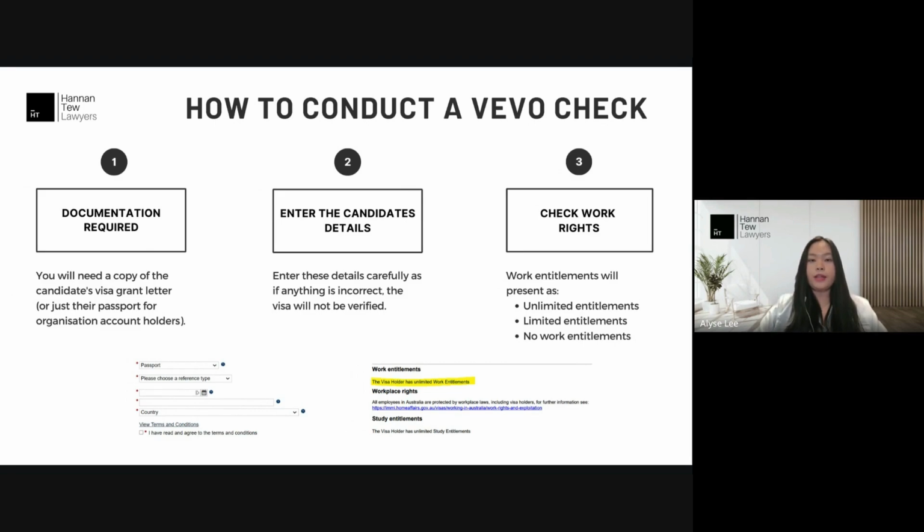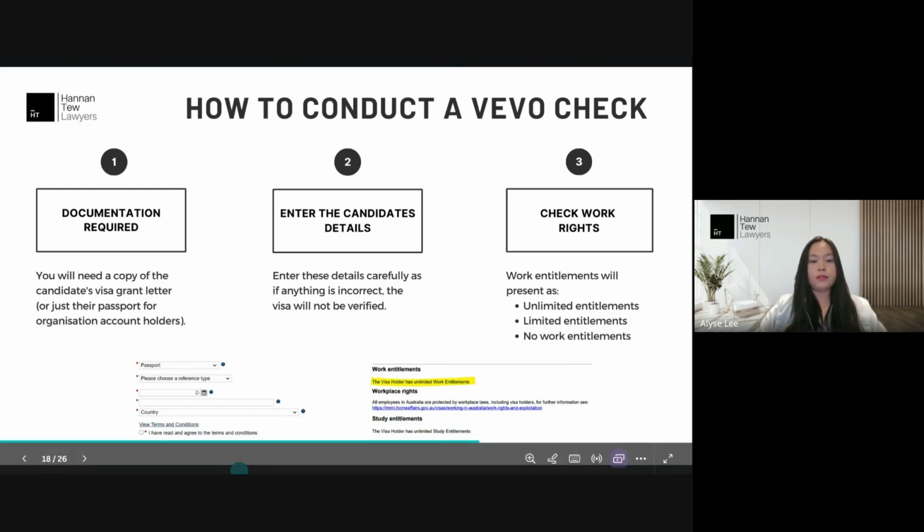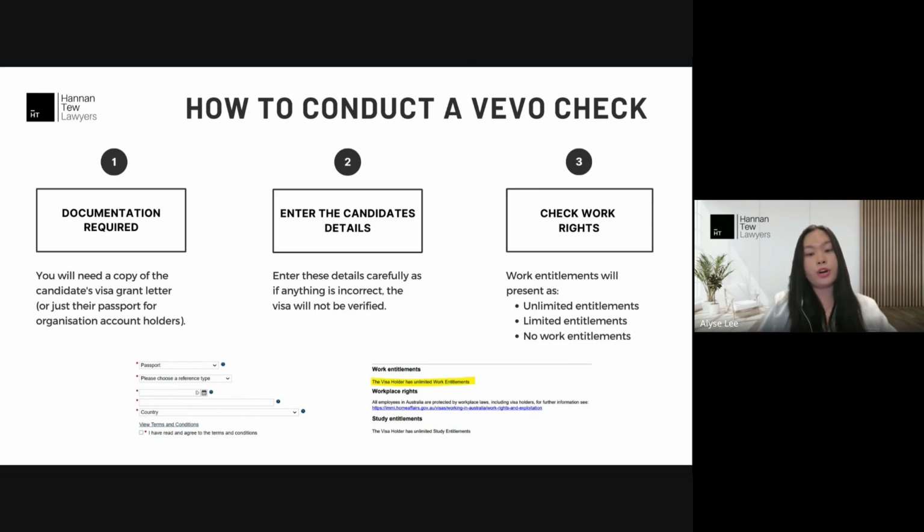Once you've entered the details on the website and click submit, it will show the current visa they hold and, if applicable, their work entitlement. So if it's unlimited work rights, it will show unlimited entitlements, which means they can work for the business. Once you have a copy, we would recommend also saving it on file and doing those regular checks.